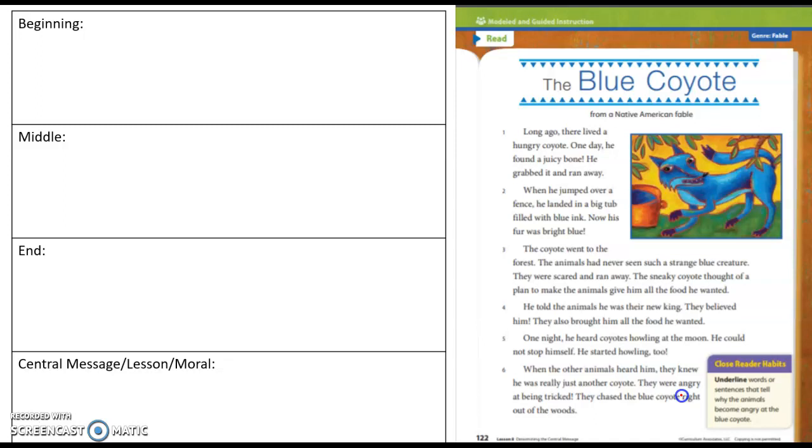Long ago there lived a hungry coyote. One day he found a juicy bone. He grabbed it and ran away.